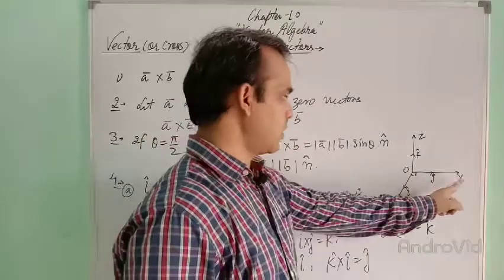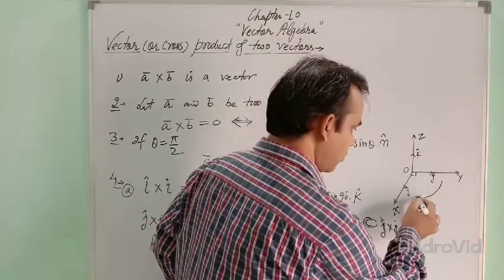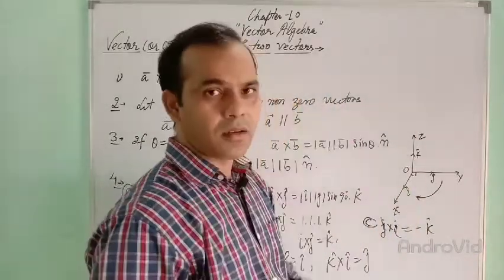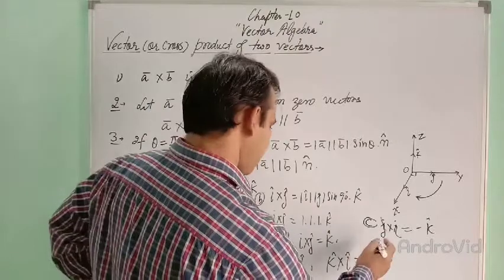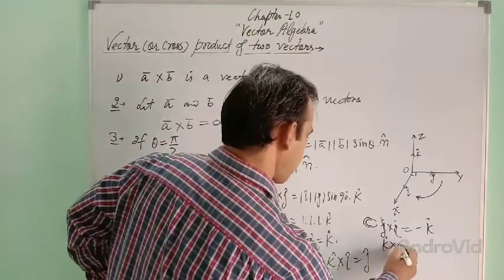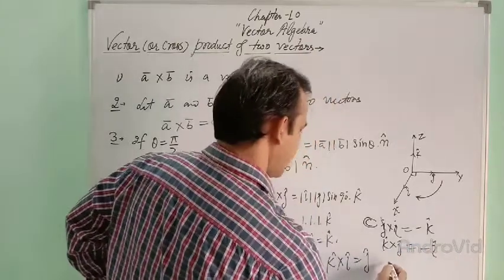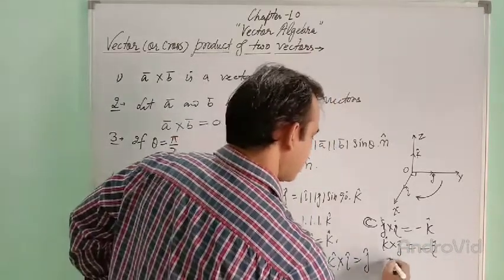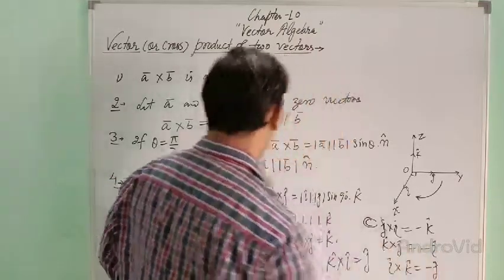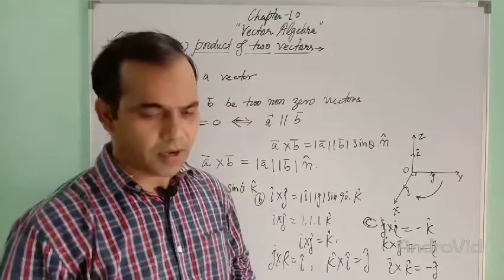See here, it is the j, it is i. So when j is multiplied to i, it will move in this direction, then the direction of the normal vector will be reversed. The same way, k cap cross j cap will become minus i, and i cap cross k cap, its value will become minus j. So I think you have understood the fourth property.